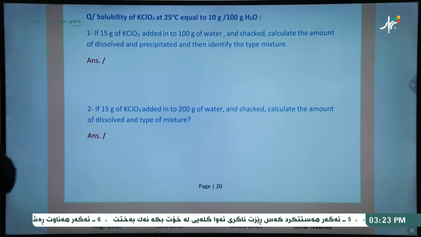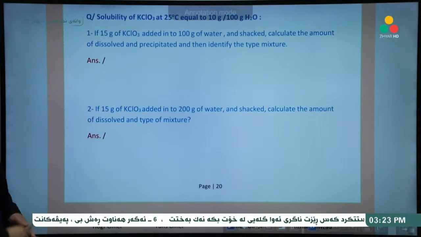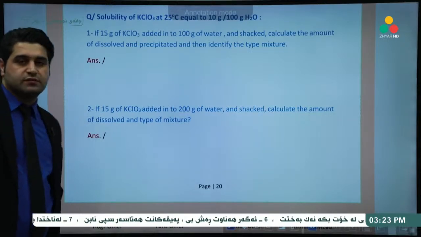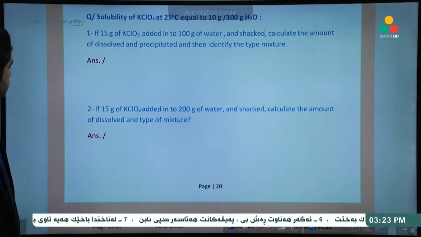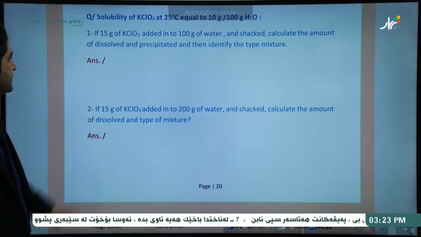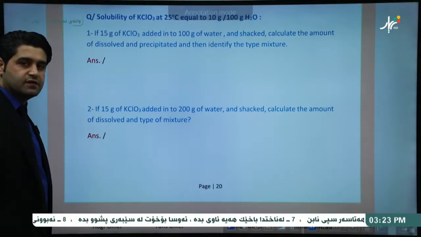Now we have some mathematical questions about the solubility. Well, I'll solve just two of them, and the others I'll leave for you, okay? So we will need some minutes for that.